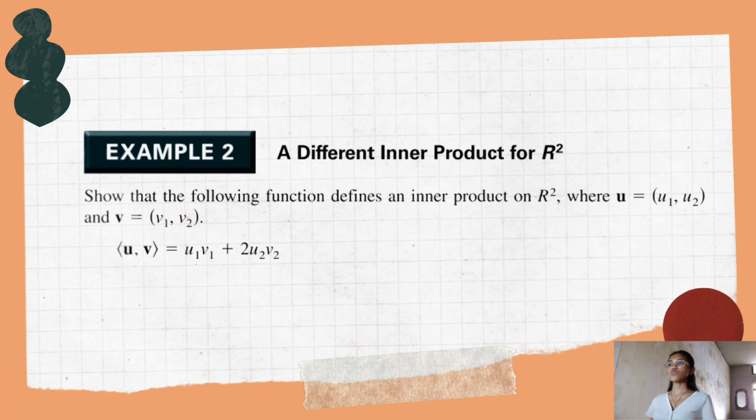So, in example 2, we need to show that the following function defined is an inner product on R2, where u is equal to (u1, u2) and v is equal to (v1, v2). Therefore, <u, v> is equal to u1 v1 plus 2 u2 v2. Is the function u1 v1 plus 2 u2 v2 an inner product? To answer that, we must satisfy the four axioms.